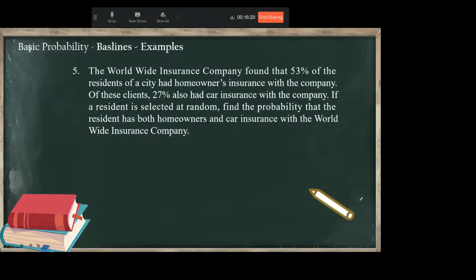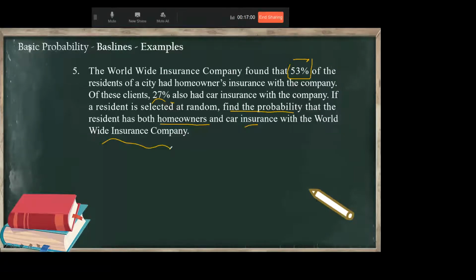So let's take a last example and then we go forward. The worldwide insurance company found 53% of the residents of the city had homeowners insurance with the company. Of these clients, 27% also had car insurance with the company. If a resident is selected at random, find the probability that the resident has both homeowner and car insurance with this company. So can you find out?